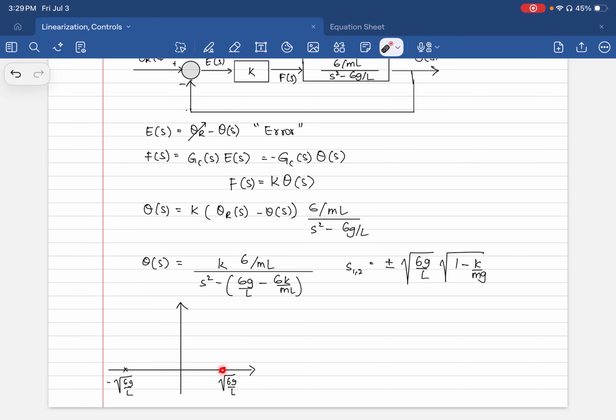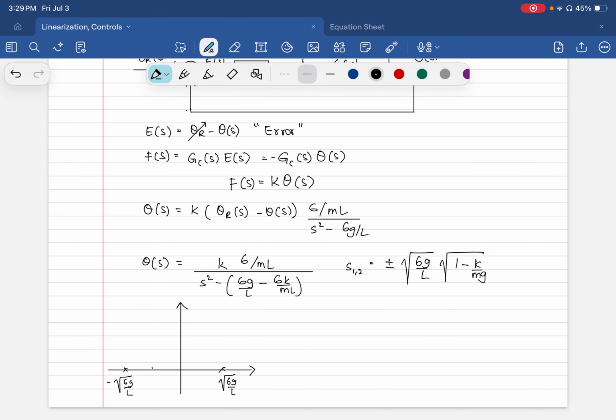You can now bring this to the left and this to the right based on this here as a factor being multiplied to it. This is how your pole moves. These are the new poles. If K was less than mg, this is how it would look. If instead K is equal to mg, then you will have two poles at the origin.